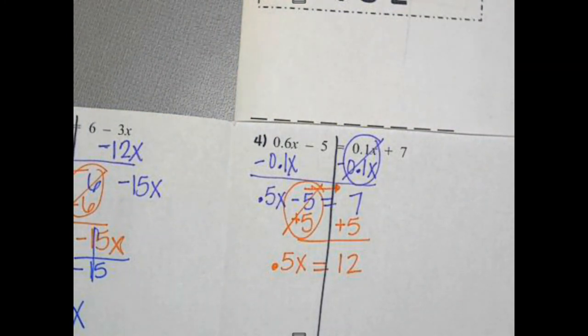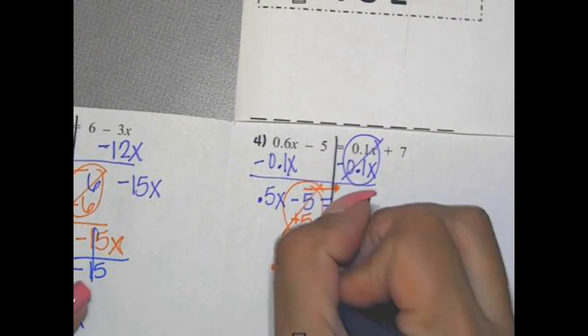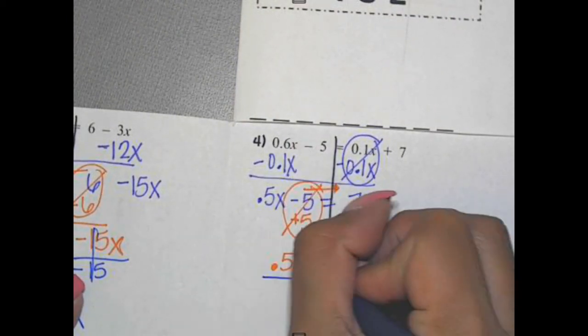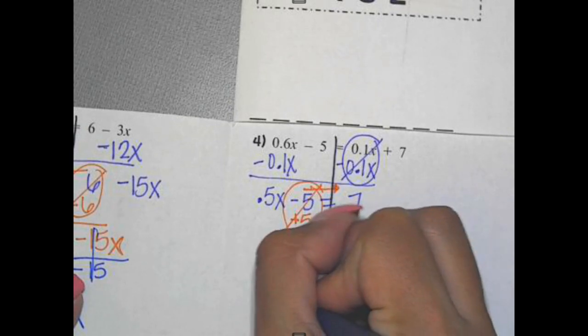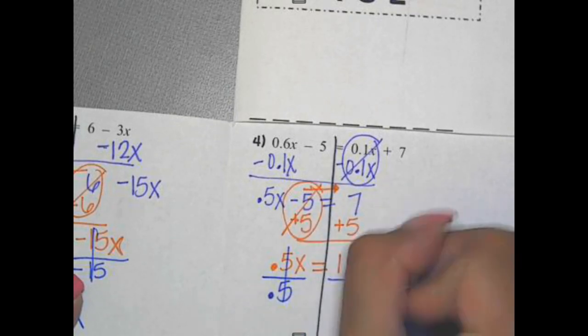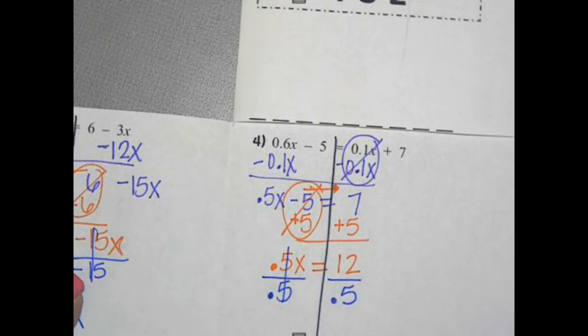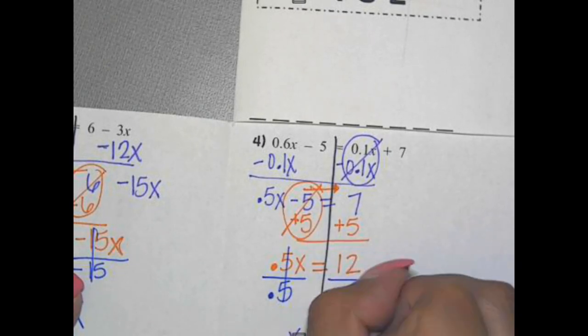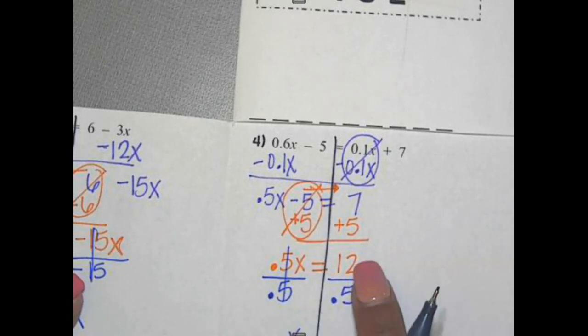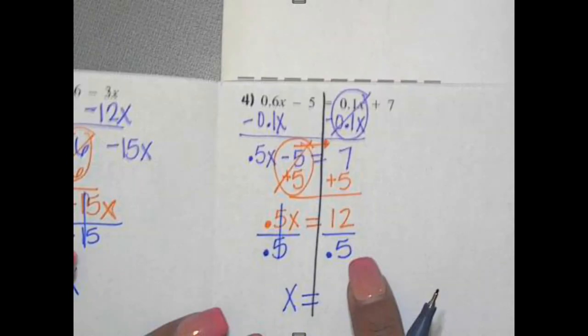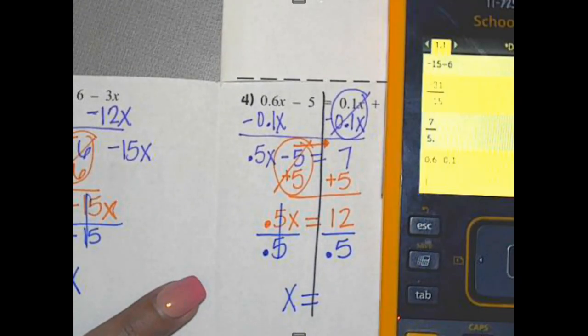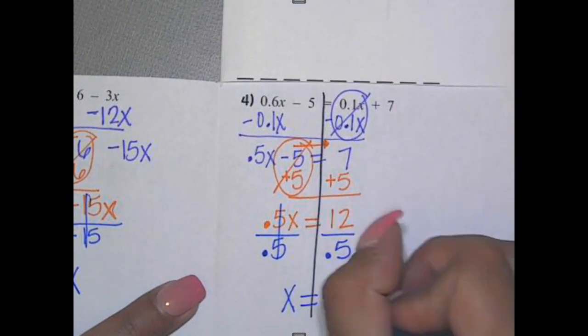And then my last step is to divide by the coefficient, and it's 0.5. That's being multiplied to my x, or 5/10 is what I'm going to divide both sides by. So x equals 12 divided by 0.5. That's what I'm typing into the calculator. My answer is going to be 24.